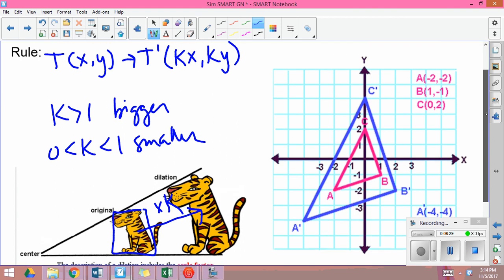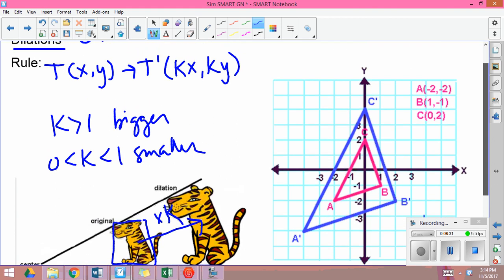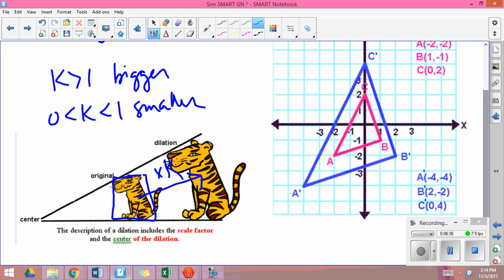Again, the prime notation stands, so to move from my pink figure A, B, and C to my blue figure, what happened to each of the coordinates? How did I go from -2 to 4? Well, I multiplied by my k factor, and k happens to be 2 in this picture. I took all of the pink coordinates and I multiplied by 2 to make the blue figure, and I blew it up 2 times bigger.